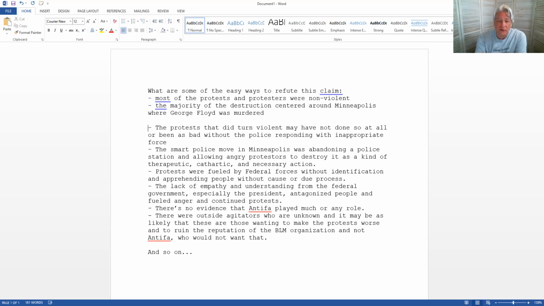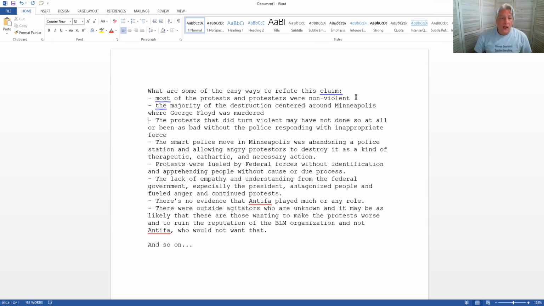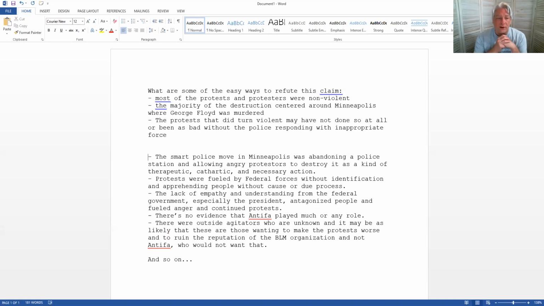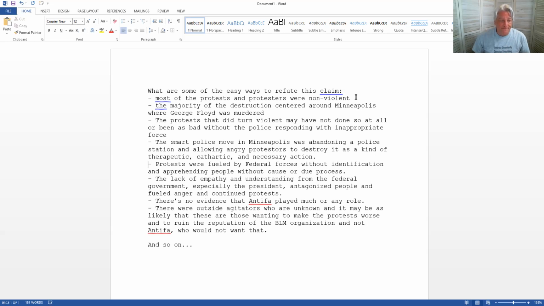The majority of the destruction centered around Minneapolis, where George Floyd was murdered, which I think is true. That's at least my impression, but that's something that I would have to check again with evidence to see what's out there. The protests that did turn violent may not have done so at all, or been as bad without the police responding with inappropriate force. So often the protests turned violent because the protesters were provoked. The violence was not unprovoked against police officers. Now, that's not true 100% of the time. And again, I would have to have evidence to support that, but that's my impression.